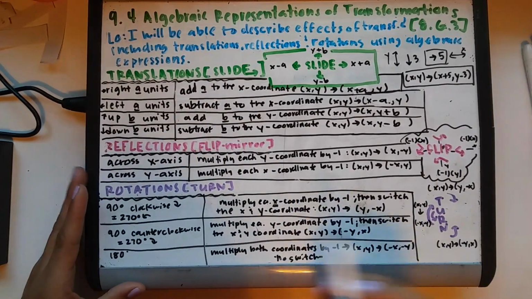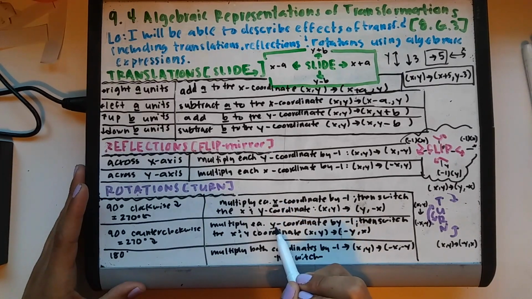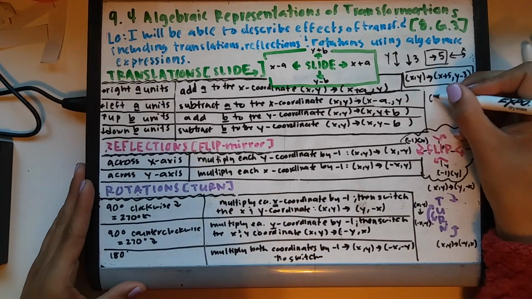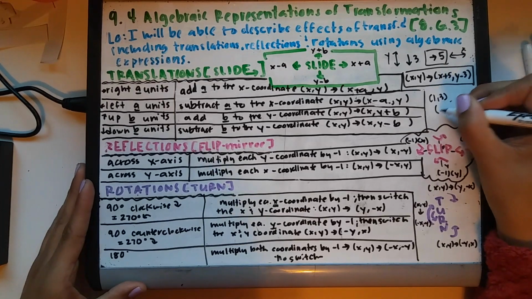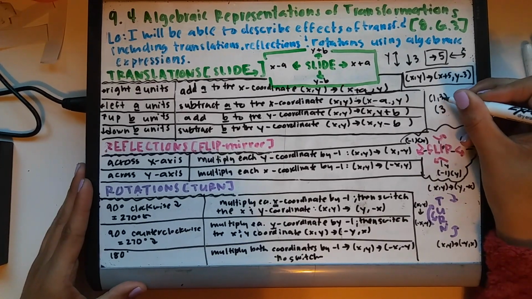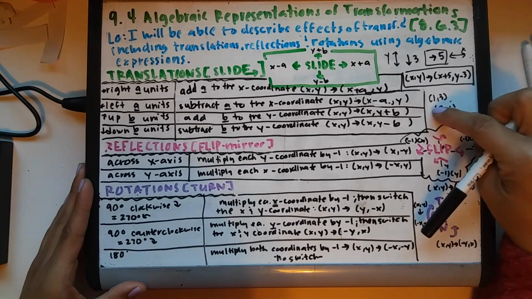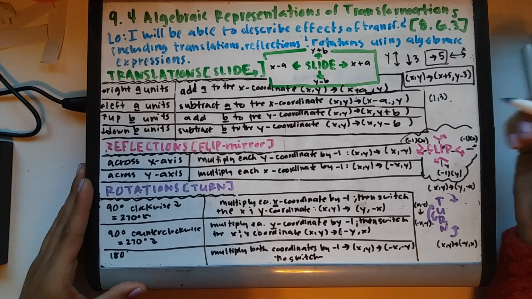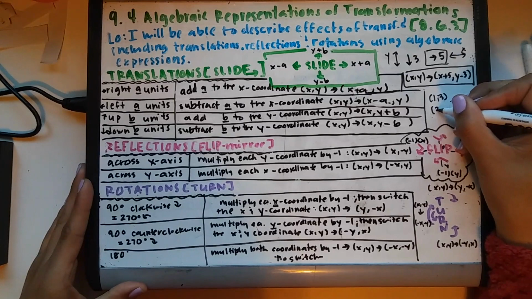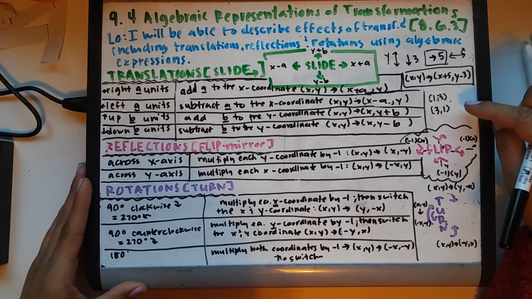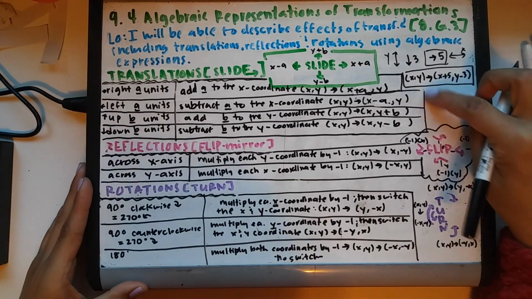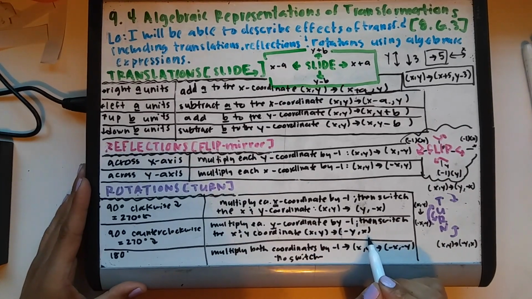For a 90-degree counterclockwise or 270 degrees clockwise rotation, it's the same thing. The only difference is that instead of doing it to the x, you're going to do it to the y-coordinate. So again, if I have (1, 3), I'm going to switch, so 3, but I multiply that times a negative, so it's (-3, 1). And if this was a negative, then it's going to be (3, 1). Again, if they ask you to write an algebraic expression, you're just going to write that with no numbers.